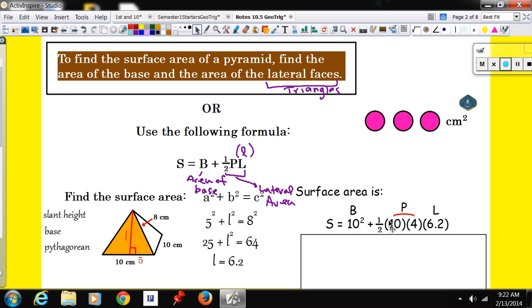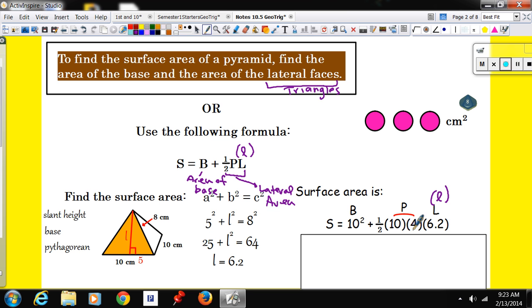The 1/2 times PL, and again, I would put a small cursive L right above this, just to show that that's not a capital L. Capital L really is lateral area. I couldn't get a good cursive L to come out. I think I found one on a later slide, so you can see if you think it is.